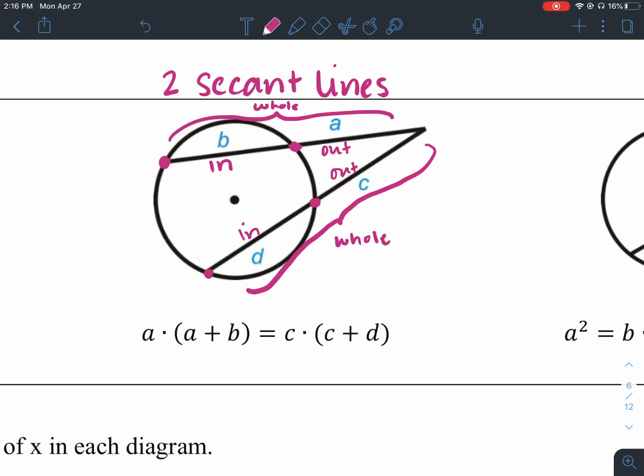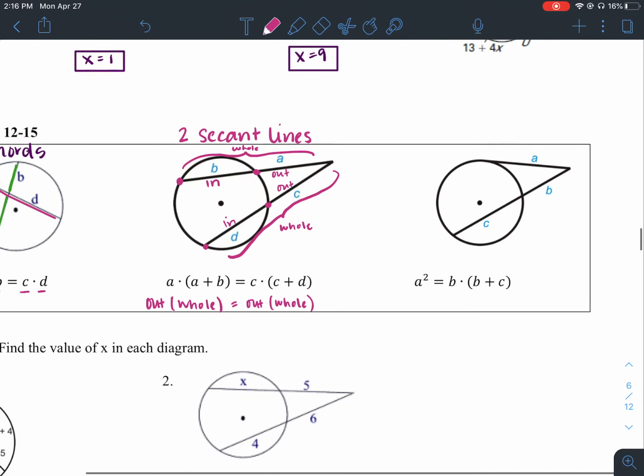So what's happening here is you're always taking the outside piece times the whole segment from one secant line. That product is equal to the outside piece times the whole segment on the other secant line. So it's always outside times whole equals outside times whole. And then the third situation has 1 tangent line and 1 secant line.